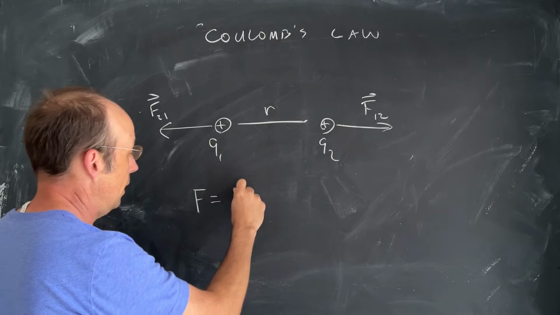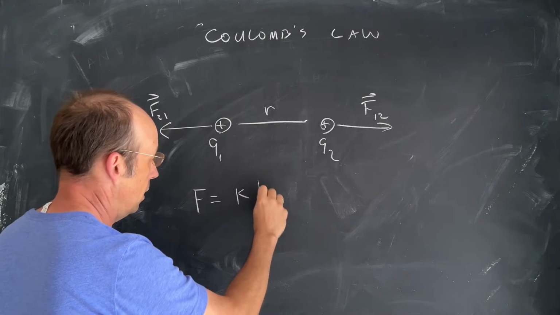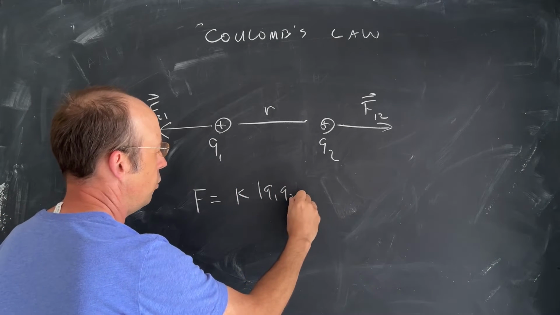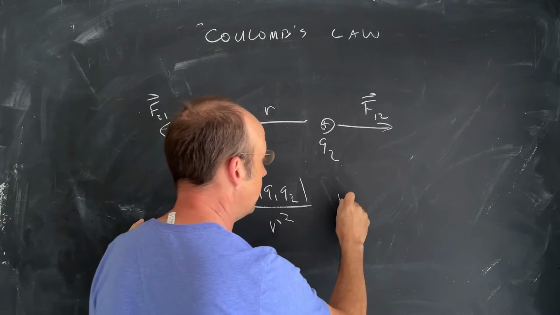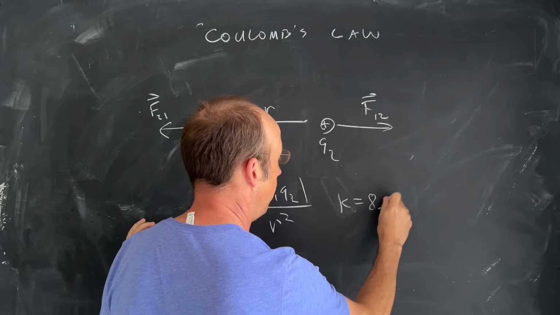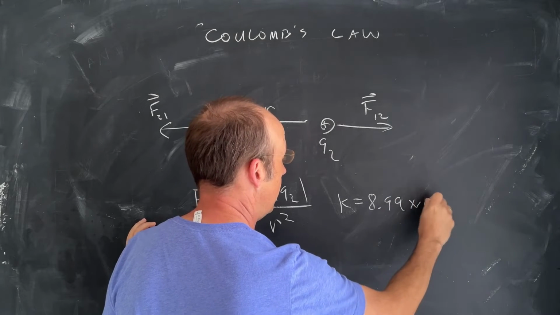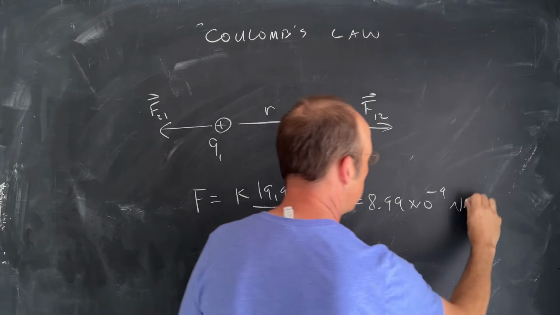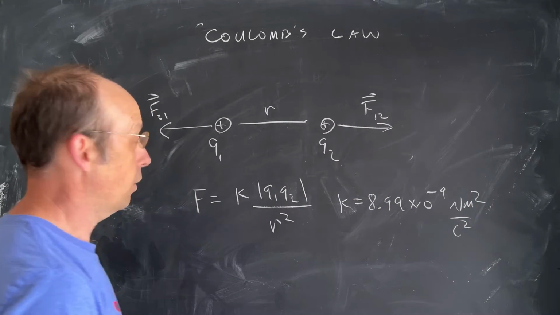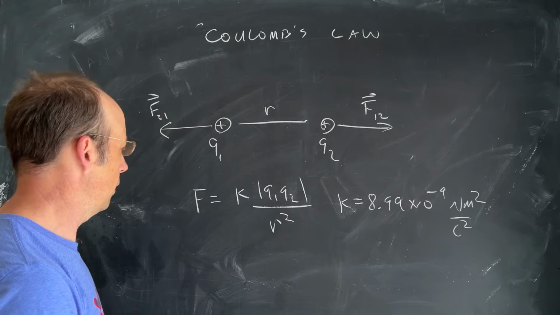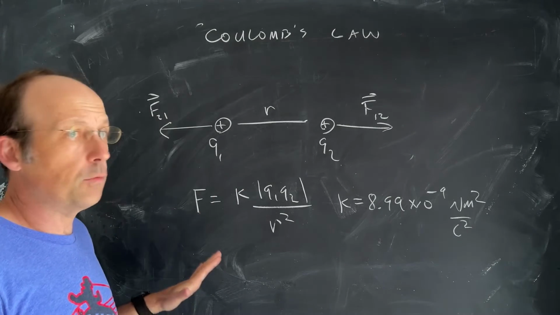I can calculate the magnitude of this. F is K Q1 Q2 absolute value over R squared, where K is the Coulomb constant, 8.99 times 10 to the 9th newton meter squared per coulomb squared. And coulomb is a unit of charge. I said that earlier, right? So this is what we call Coulomb's law.